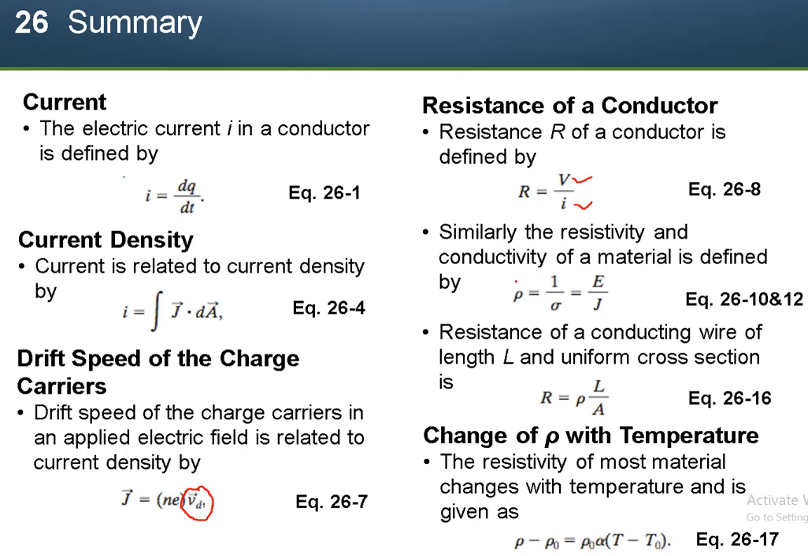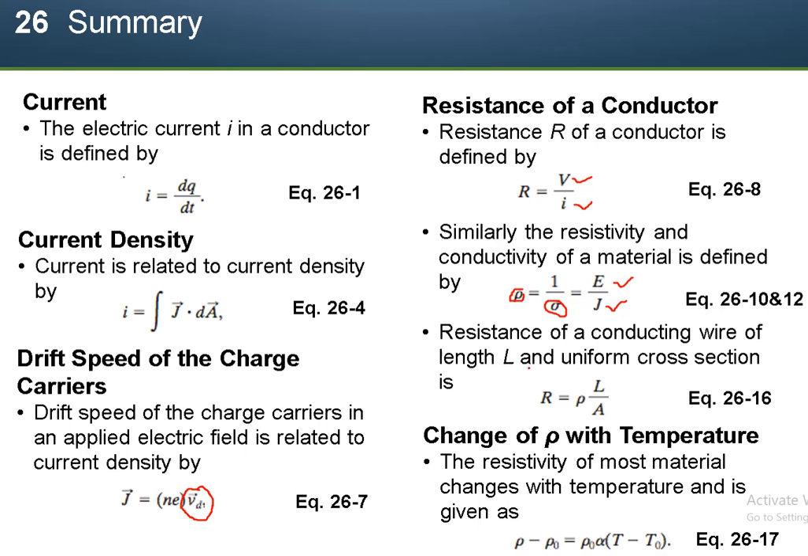The resistivity and the conductivity are explained like this. Rho means the resistivity of the material and sigma means the conductivity of the material. So the resistivity rho is equal to 1 divided by sigma, which is equal to E divided by J. E is the electric field and J means the current density of the material.